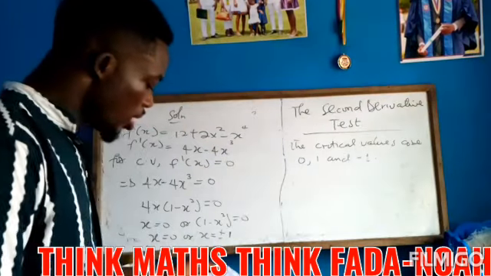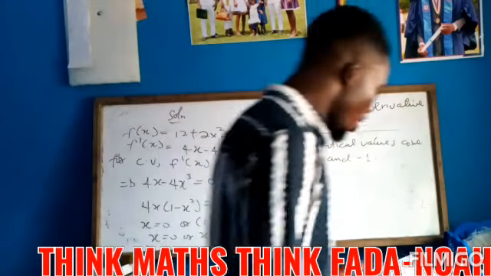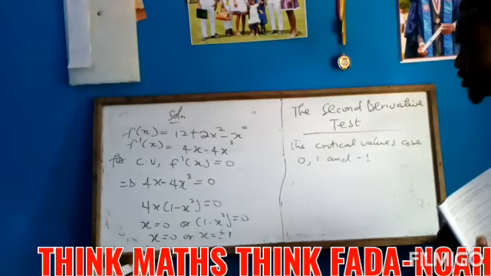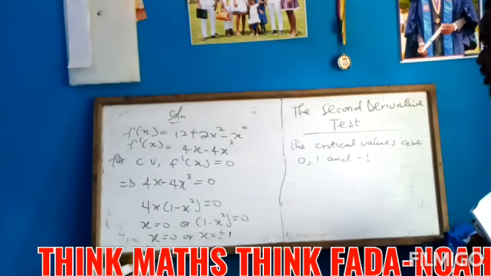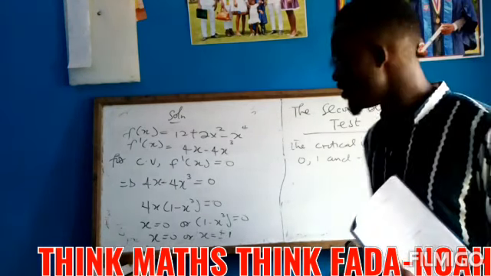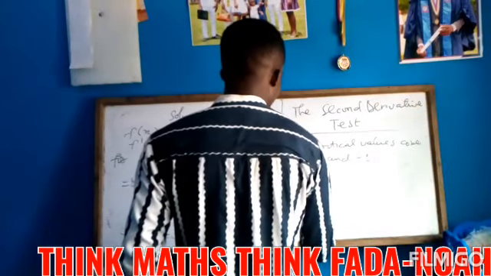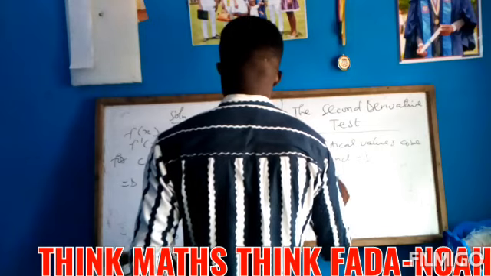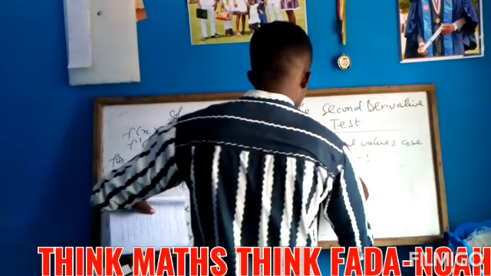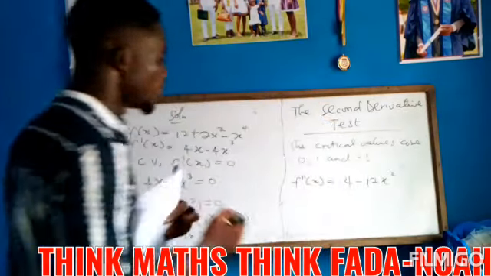So let's move on and find the local maxima and minima, or the local extrema. For the second derivative test, we have to find the second derivative of the function. So f double prime of x is equal to the derivative of f prime, which will give us 4 minus 12x squared.